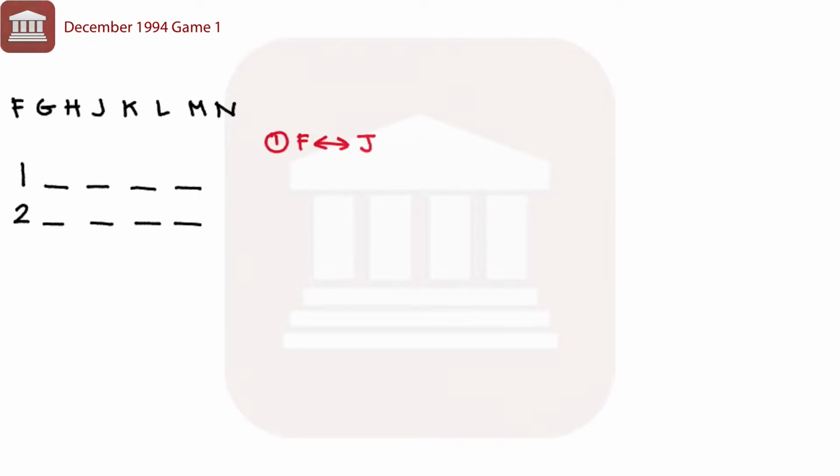Rule number 2, G must be in a different group from M. Rule number 3, if H is in group 1, then L must be in group 1. So if L is not in group 1, then H is not in group 1. Now remember, since there's only a group 1 and a group 2, it's a binary, so L not being in group 1 means L is in group 2, and H not being in group 1 means H is in group 2.